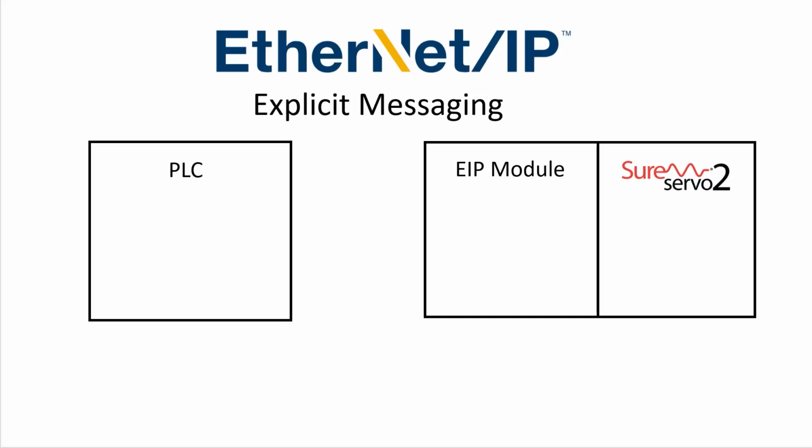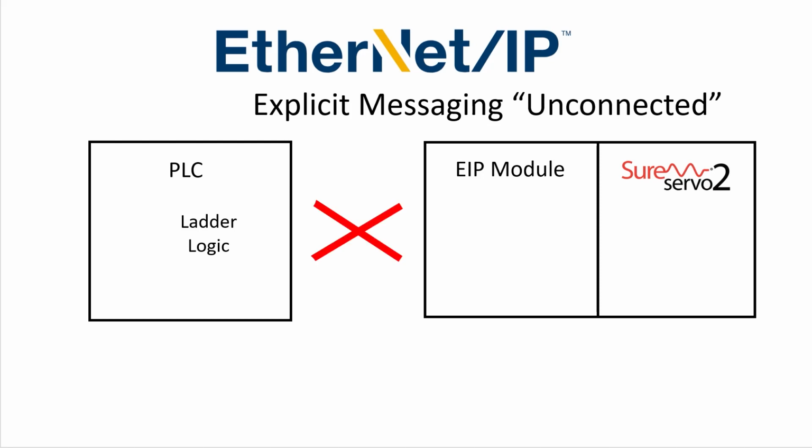With EtherNet/IP's explicit mode, you directly read and write parameters to the drive using ladder instructions. Explicit mode can be used as connected or unconnected messaging. Unconnected means there's no permanent connection to the target. Each read and write operation opens a connection, does its thing, and closes the connection to the drive.